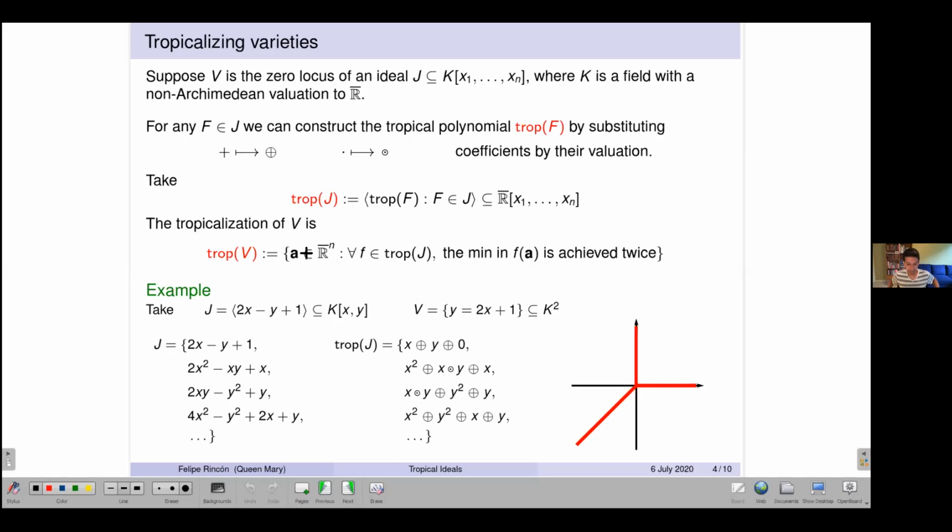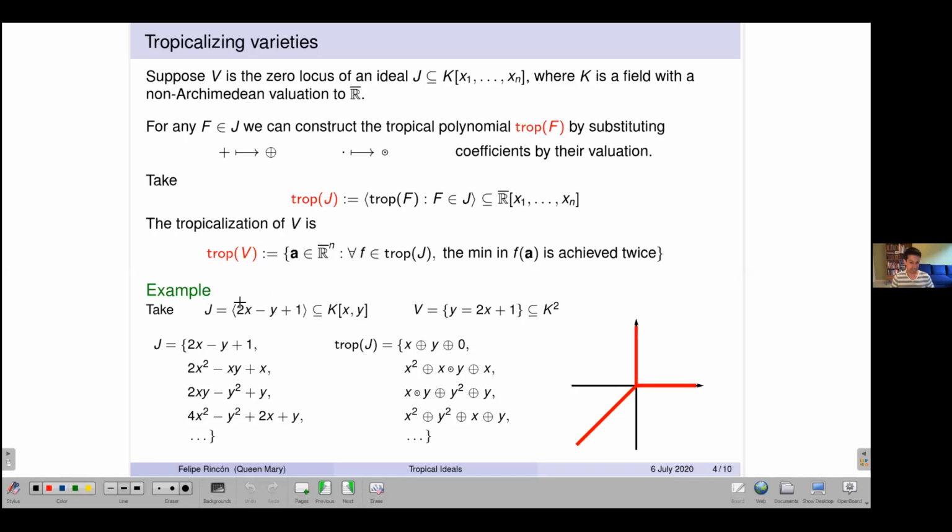Let's have a concrete example here so that we see hands-on what's happening. Let's just take J, this classical ideal, a very simple ideal. It's a linear ideal generated by one linear polynomial, 2x minus y plus 1. So I'm thinking that this is an ideal that lives in the polynomial ring with coefficients in some field K. Let's say it's trivially valued, so the valuation sends every element to 0, except for 0, which goes to infinity. And it's generated by one linear polynomial.